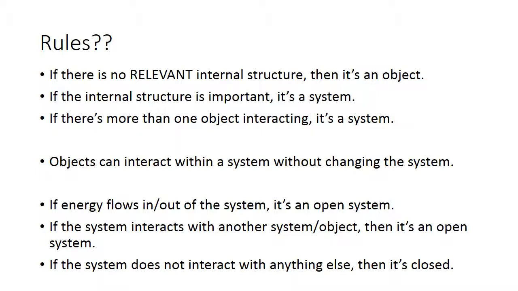Alright. In general, if energy can flow in or out of the system, it's an open system. Now, in a collision, we're generally going to call it a closed system because we're going to end up talking about momentum as well. So we'll see that when we get to energy and momentum in Unit 4. If the system interacts with another system or object, then it's an open system. And if the system does not interact with anything else, and no energy comes or goes, then it's definitely closed. Okay, so we will practice with these rules when we actually start solving problems.